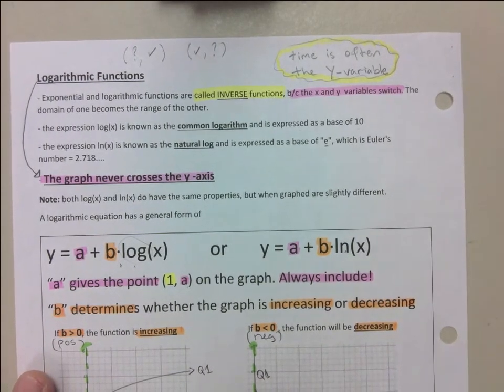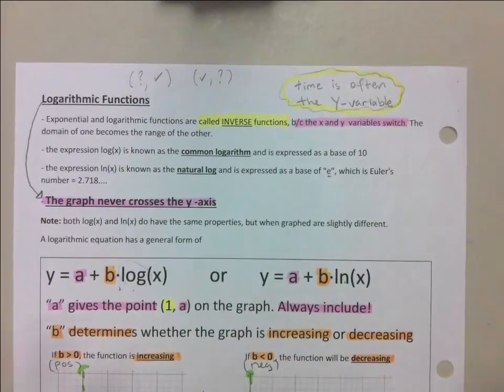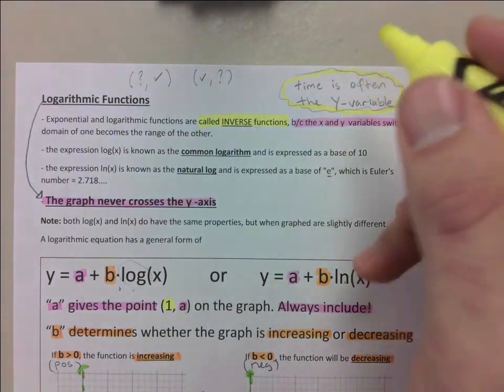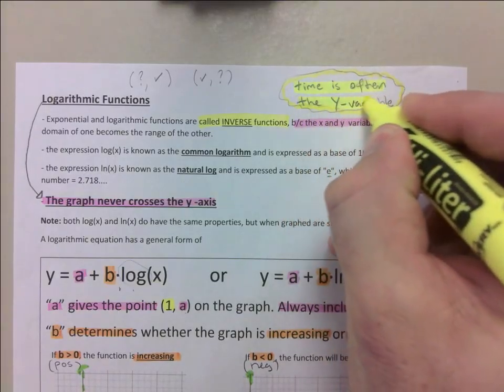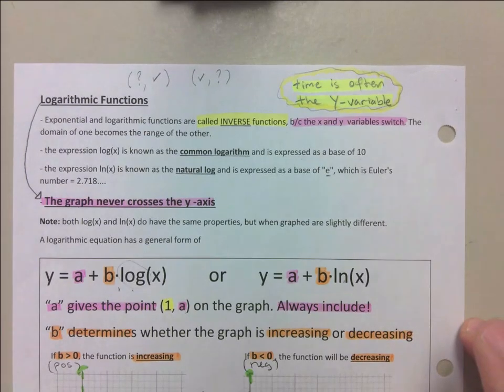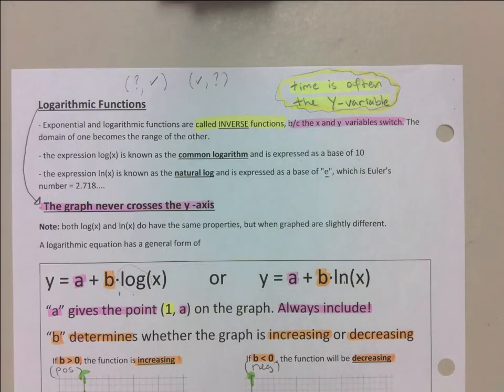One thing, I don't know if I mentioned it on the video, if you don't have this in your notes, is that time is often the y variable when it comes to logarithmic functions, and that throws students off like you wouldn't believe it. Okay, like, so what? You told us time is the x-axis all this time, and all of a sudden it's on the y. Yes, with this one it is. But I'll show you that you don't have to guess.